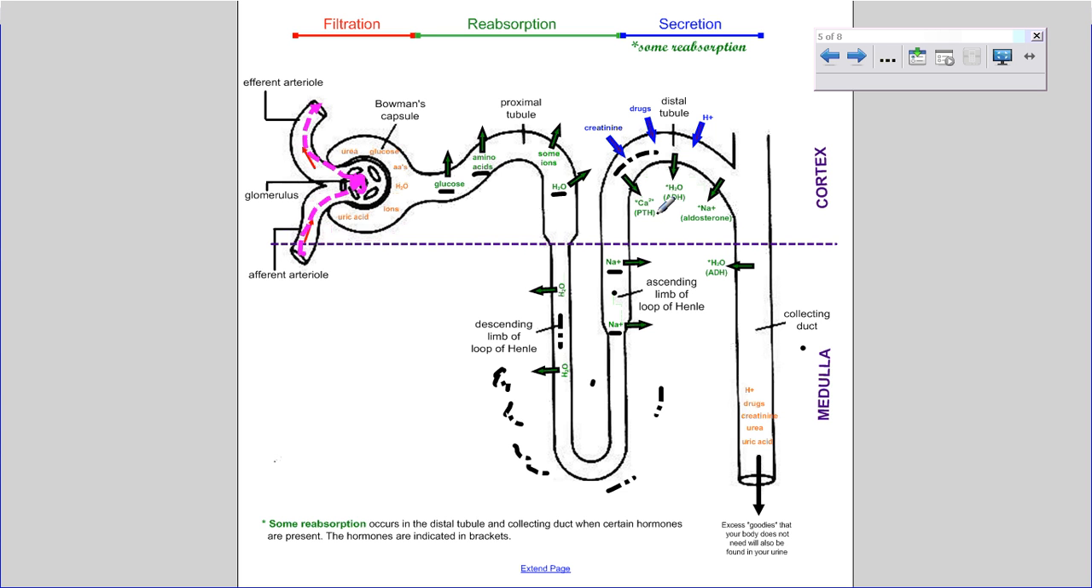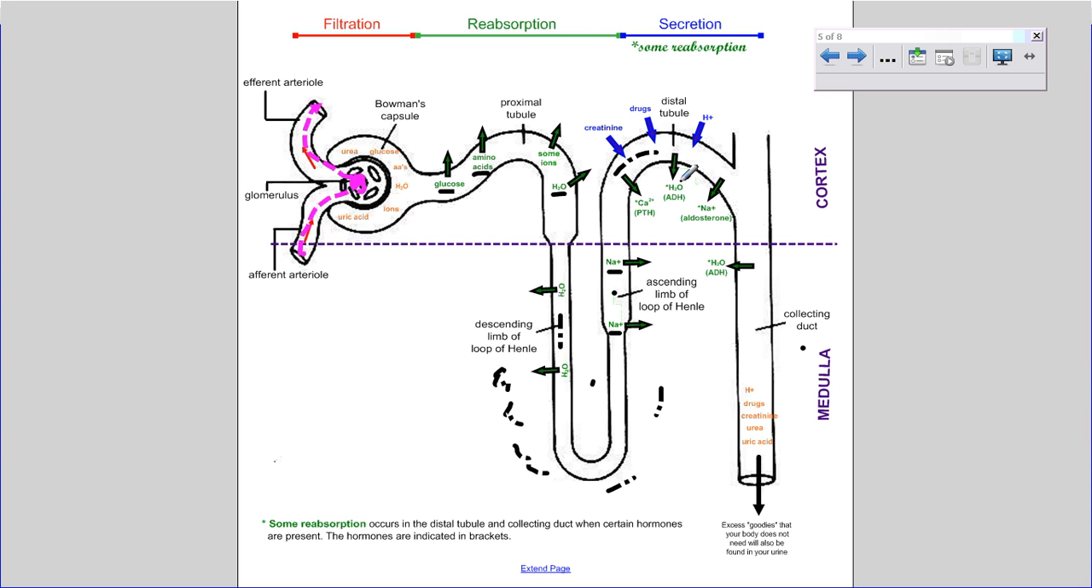Okay, so if PTH is present, so parathyroid hormone, then calcium is going to be reabsorbed. So if your body's needs aren't being met, you don't have enough calcium coming in your diet, then it might trigger the release of this hormone to make sure that you reabsorb whatever you can from your kidney. Okay?